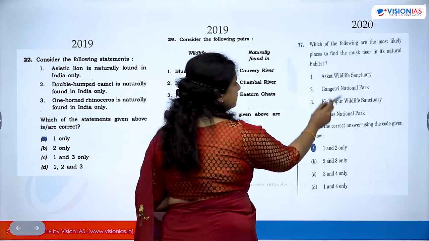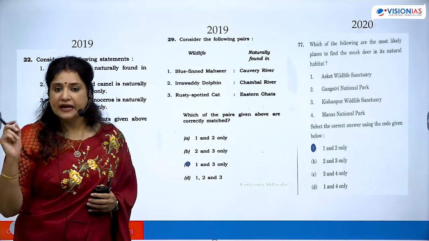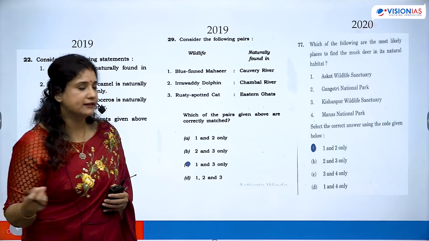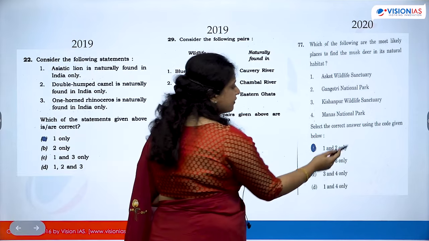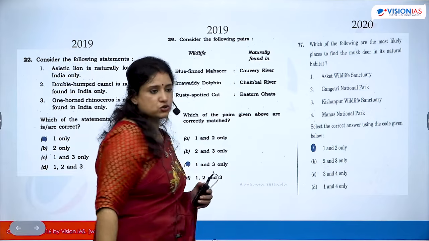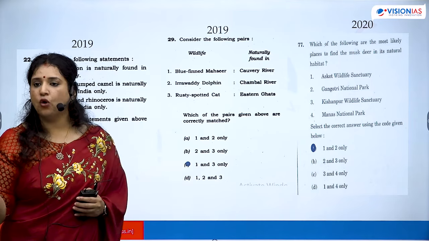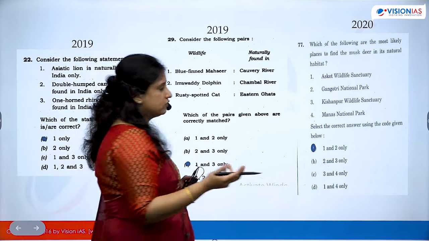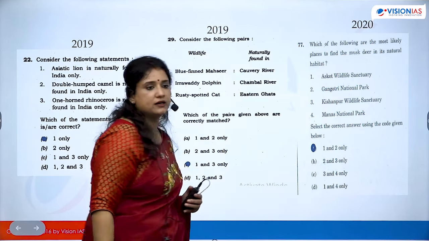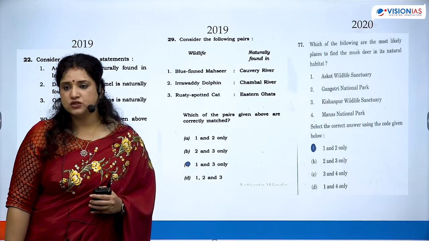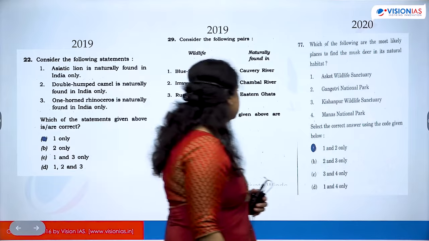This is easy. Even if you don't know where it is found, if you just know where the states are, you can easily eliminate these two. Because you will require a colder climate for this particular species, and thus the answer will be here. Understood? Okay.